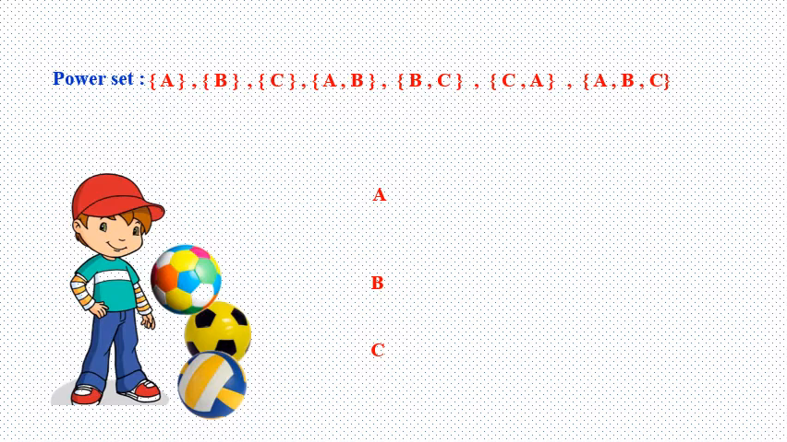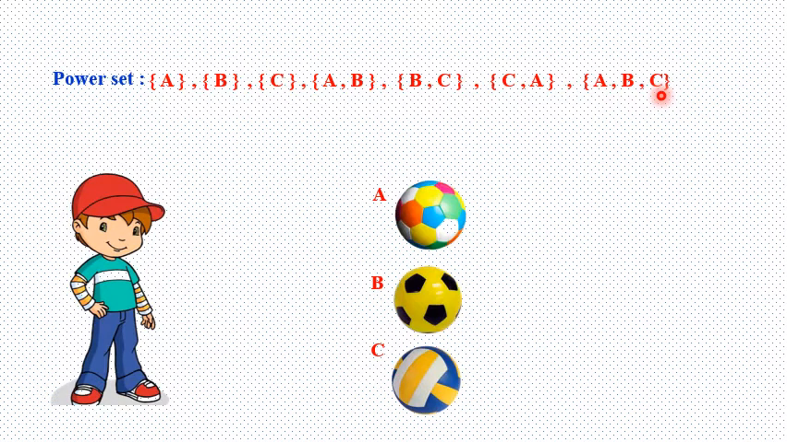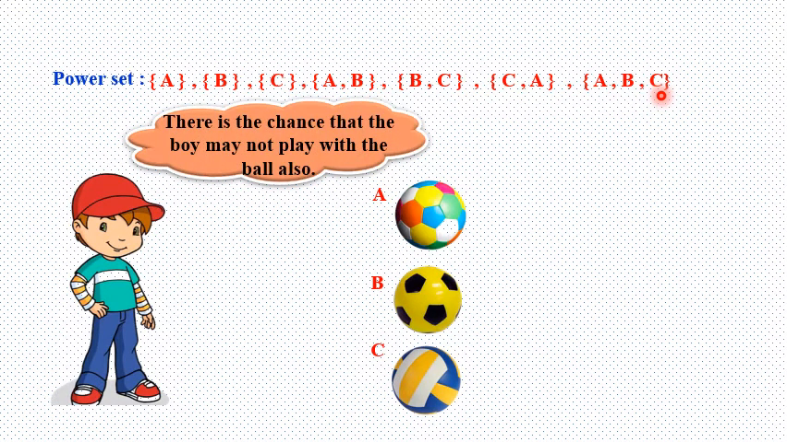Now when you made these cases, look at this here. What exactly have you done? That is one ball, two balls, and all the 3 balls you have selected. Now see here what I do. There is a chance that the boy may not play with the ball at all. He may say, I don't want to play. Then he cannot select any ball. That is what we call empty. So these are all the possible ways a boy can play with these balls.